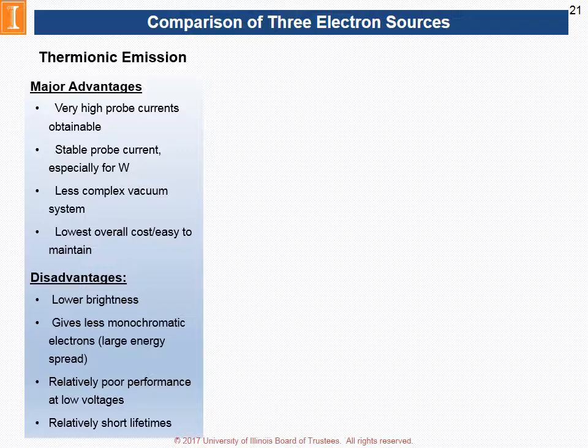It has lower brightness, which is not good for ultra-high resolution imaging. Also, it gives less monochromatic electrons, which means the electrons emitted have a larger energy spread. So chromatic aberration is a significant issue in low voltage imaging.